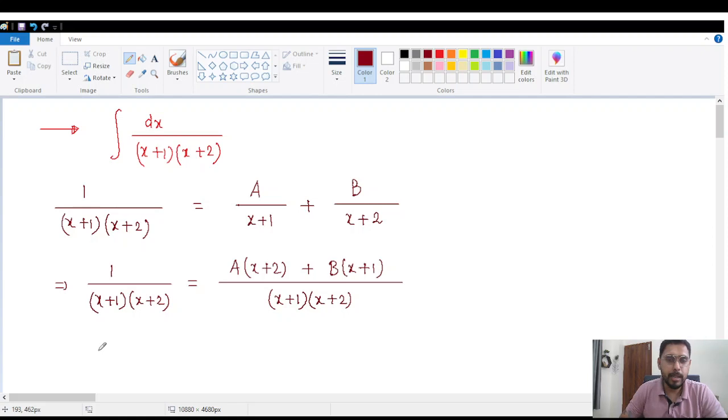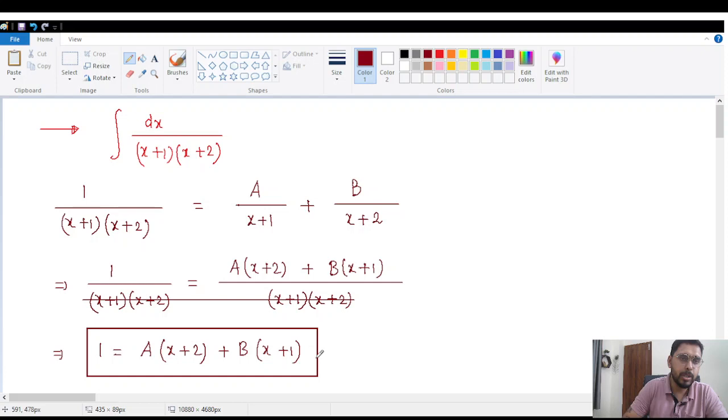So now you can see that the denominators are the same, which means we can eliminate the denominators and simply write 1 equal to a times (x plus 2) plus b times (x plus 1). So this is the equation which we need to solve now. Now let us take different values of x. First of all, let us say that we want to eliminate the a portion and find the b portion. So for that we need to make this particular bracket 0.